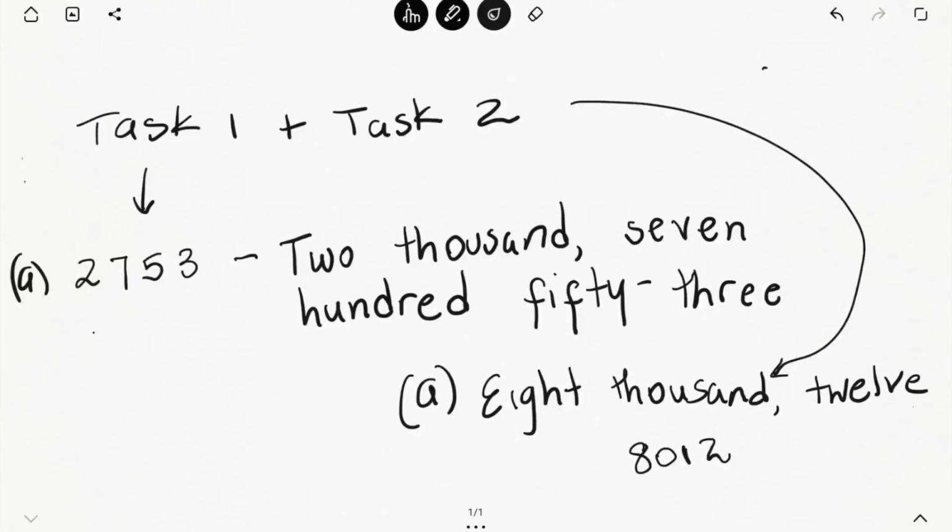So that's it. When you're done with task 1 and 2, then you go to the workbook and you do exercise 1.